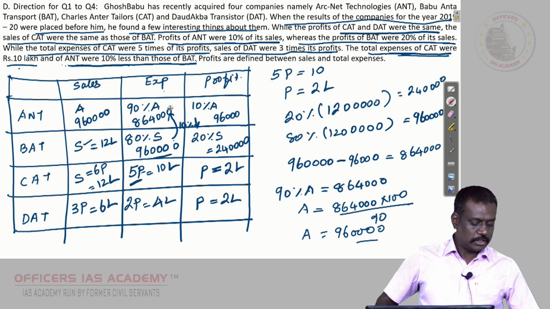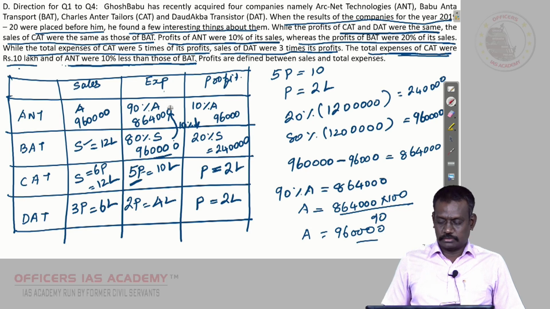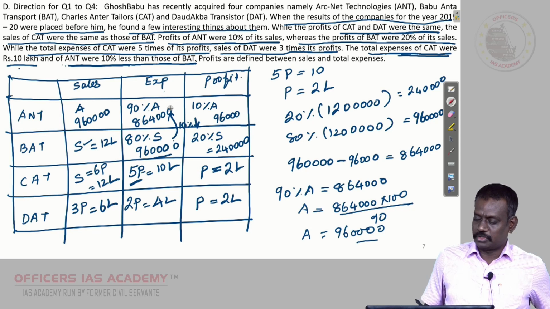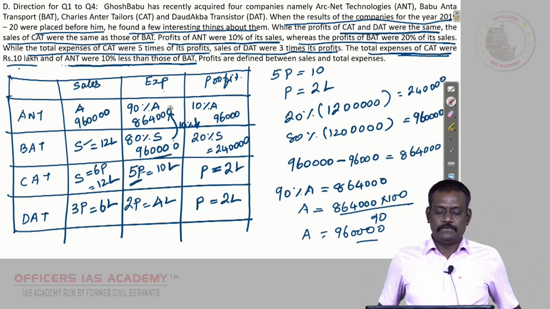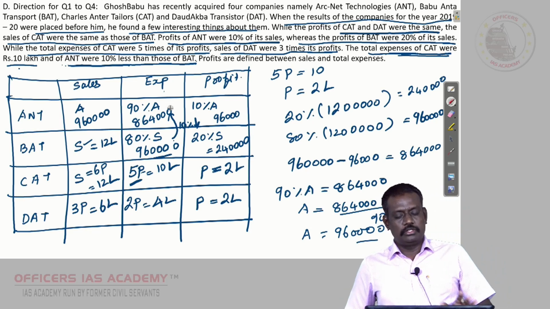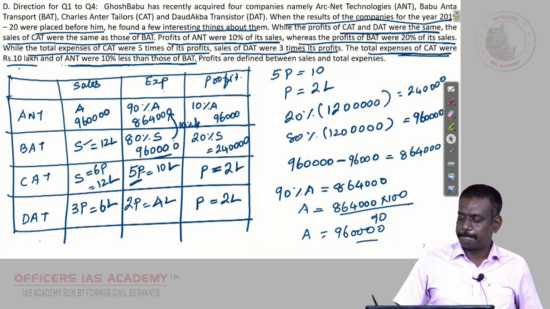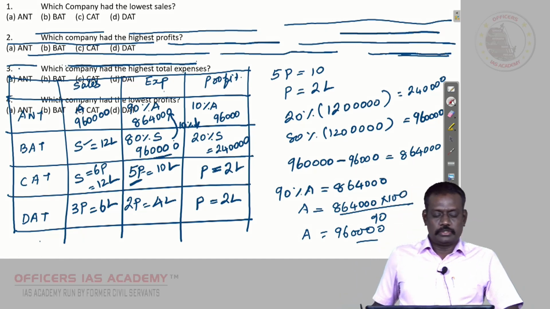So once again I will check the answer. It is 8,64,000 divided by 90, into 100, yeah, 9,60,000. Understood, students? Is it clear? So now we have got all the values. Now we can move on to the questions. So now you can mark the answers.